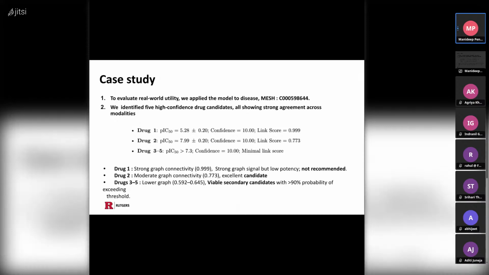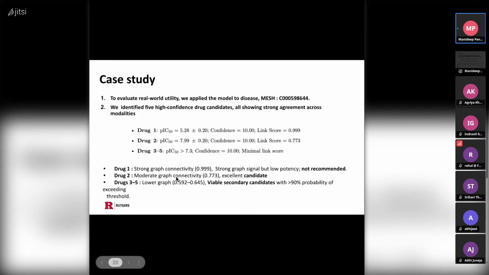So we did a case study for a particular disease. When we send this particular disease to our model, it gave us 8 drugs that can possibly be used as a cure for this disease. The first and second drug have decent potency values, which means they have a good effect. But the 3 to 5 ones are pretty high. So clearly, the first one is not recommended because it has quite low potency. 5.28 is nothing.